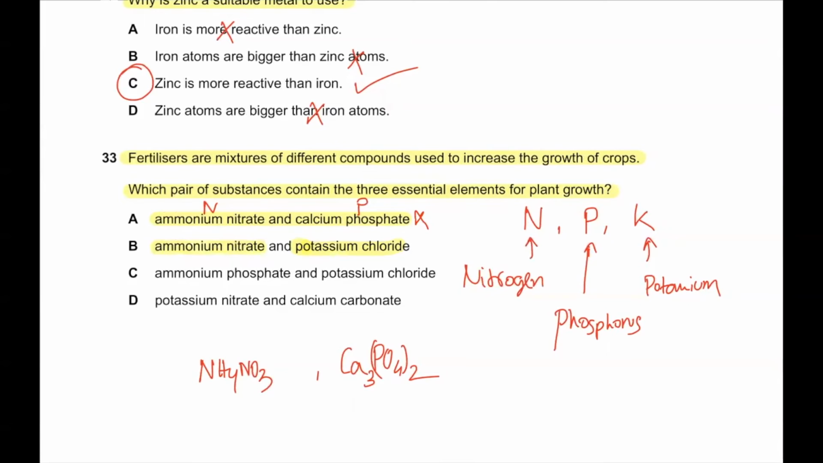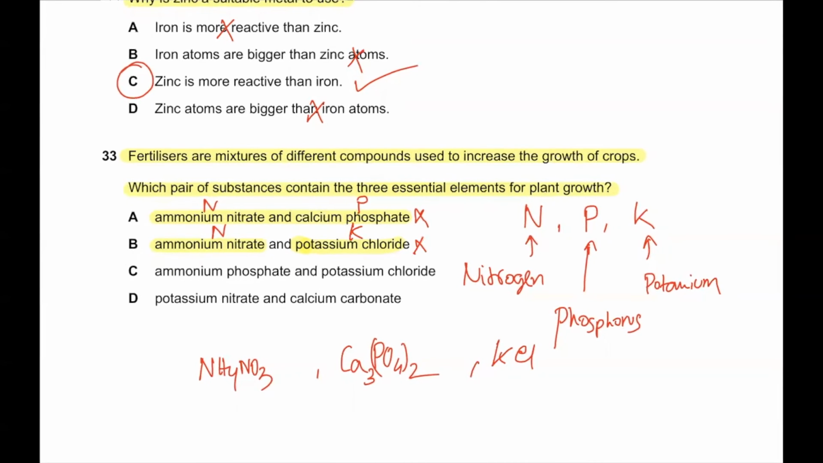Next, ammonium nitrate and potassium chloride. In potassium chloride, we know that there is KCl, so there is potassium. There is nitrogen, there is potassium, but there is no phosphorus. So this one is also cancelled. Ammonium phosphate and potassium chloride: this kind of makes sense. Ammonium phosphate is (NH4)3PO4, and along with that, we can see KCl. So we can see nitrogen, phosphorus, and potassium. NPK will be supplied by ammonium phosphate and potassium chloride.